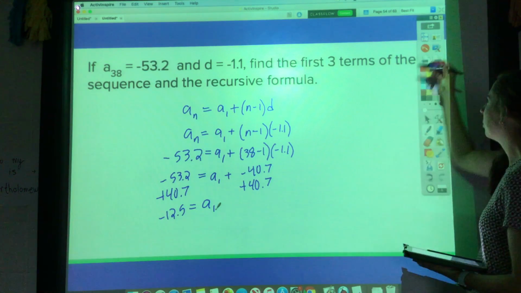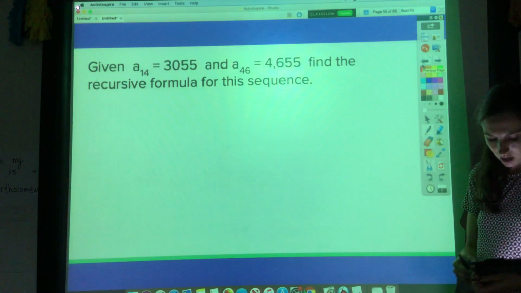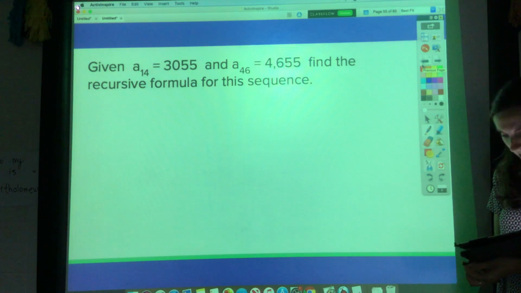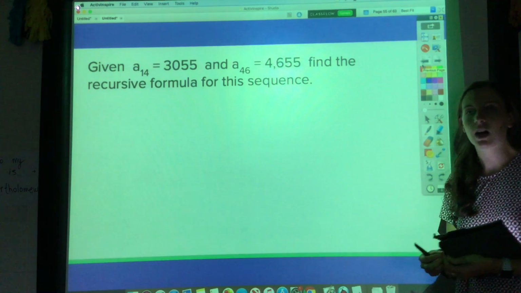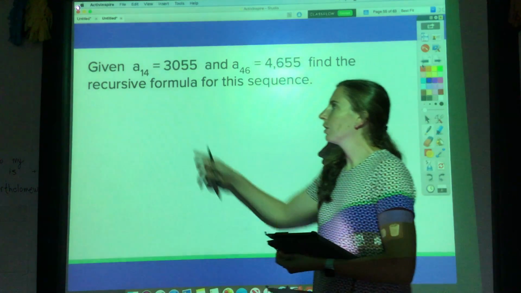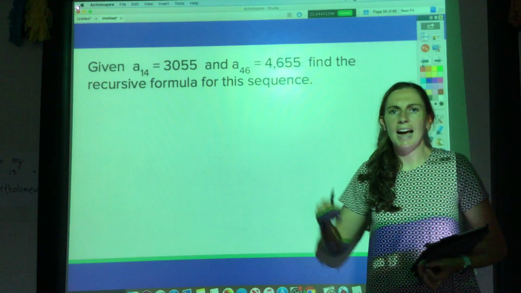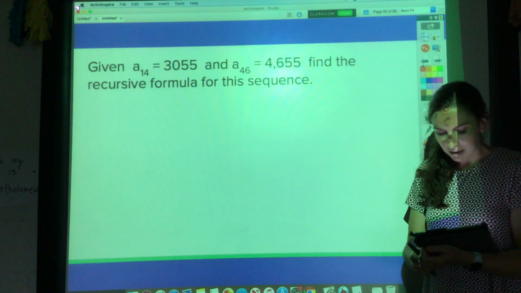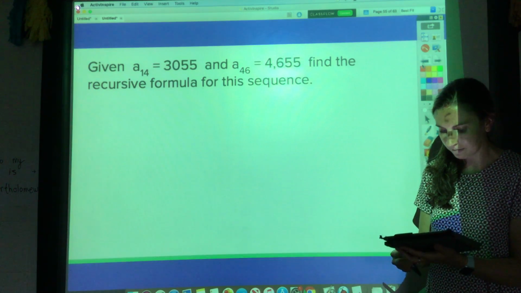Okay, let's try one more. Maybe 2 more. Okay, on this one, again, we're not given the first term. And we're also not given the common difference. The 14th term is this, the 46th term is this. How much are we adding each time? Basically, you're trying to find the slope between them.